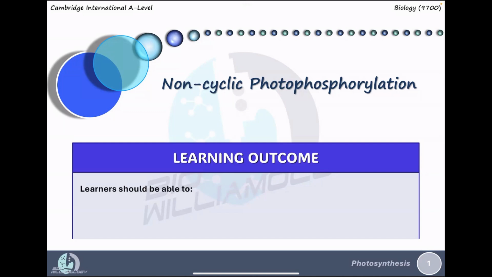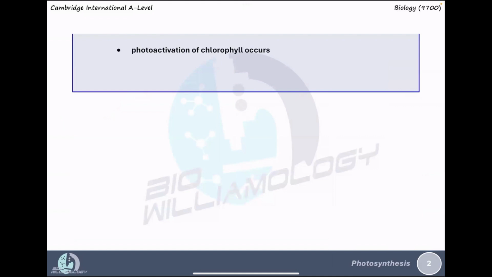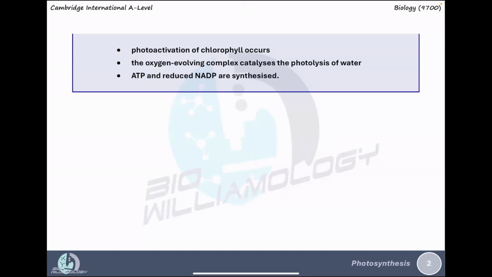In this lesson, we will explore non-cyclic photophosphorylation. At the end of this lesson, you will be able to explain that in non-cyclic photophosphorylation, photosystem 1 and photosystem 2 are both involved. Photoexcitation of chlorophyll occurs. The oxygen evolving complex catalyzes the photolysis of water, as well as ATP and reduced NADP are synthesized. Let's get started.